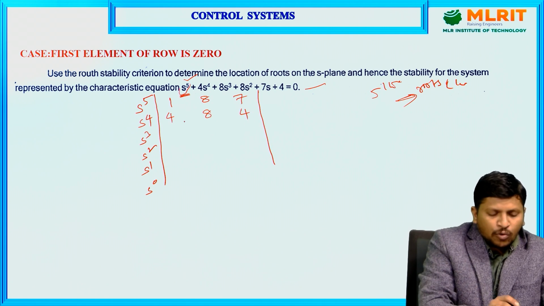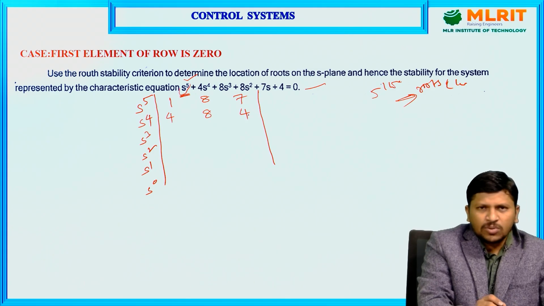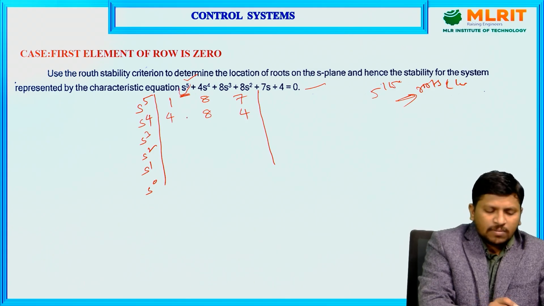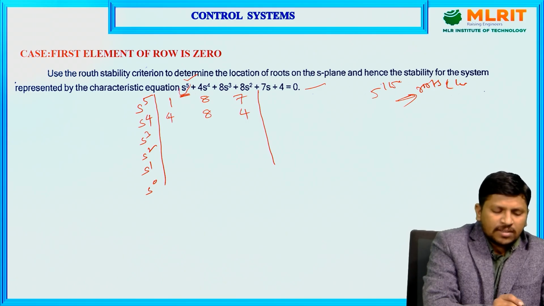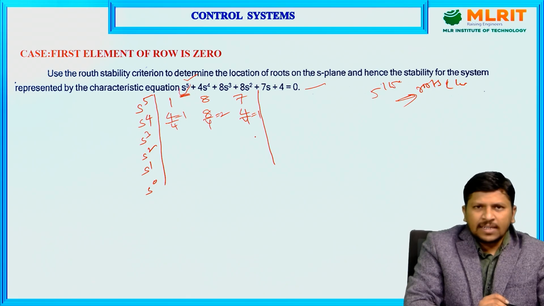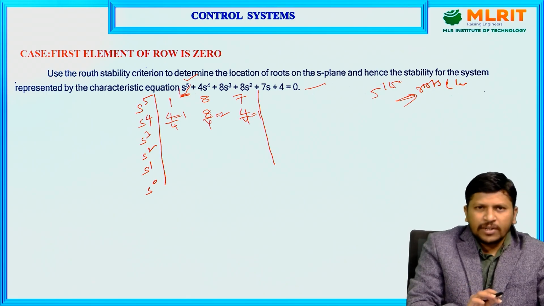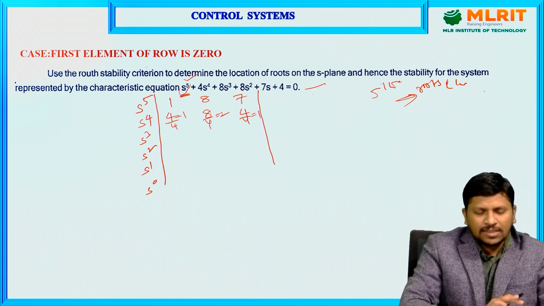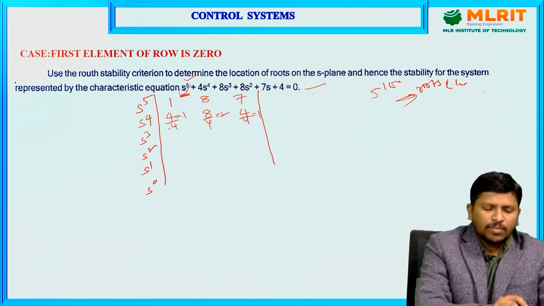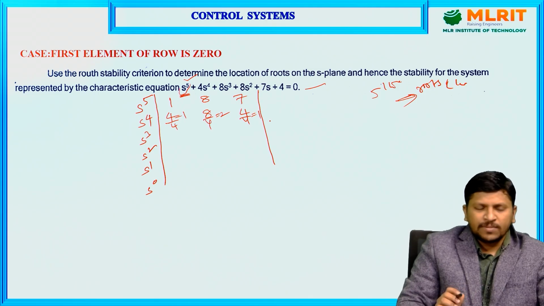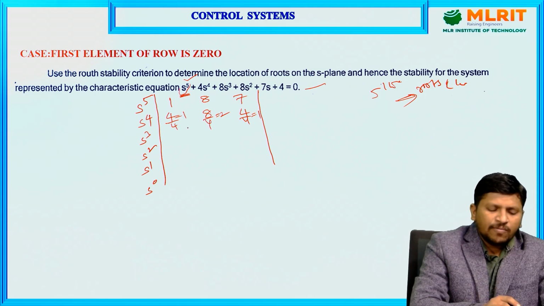See here 4, 8, 4. Now it is easy to calculate this if we divide by 4. 4 divided by 4 is 1, 8 divided by 4 is 2, and 4 divided by 4 is 1. This is for ease of calculation. If you do not want to divide by 4, you can leave it and solve directly using 4, 8, 4 also, no problem, right? So the rows are 1, 8, 7 and 1, 2, 1.